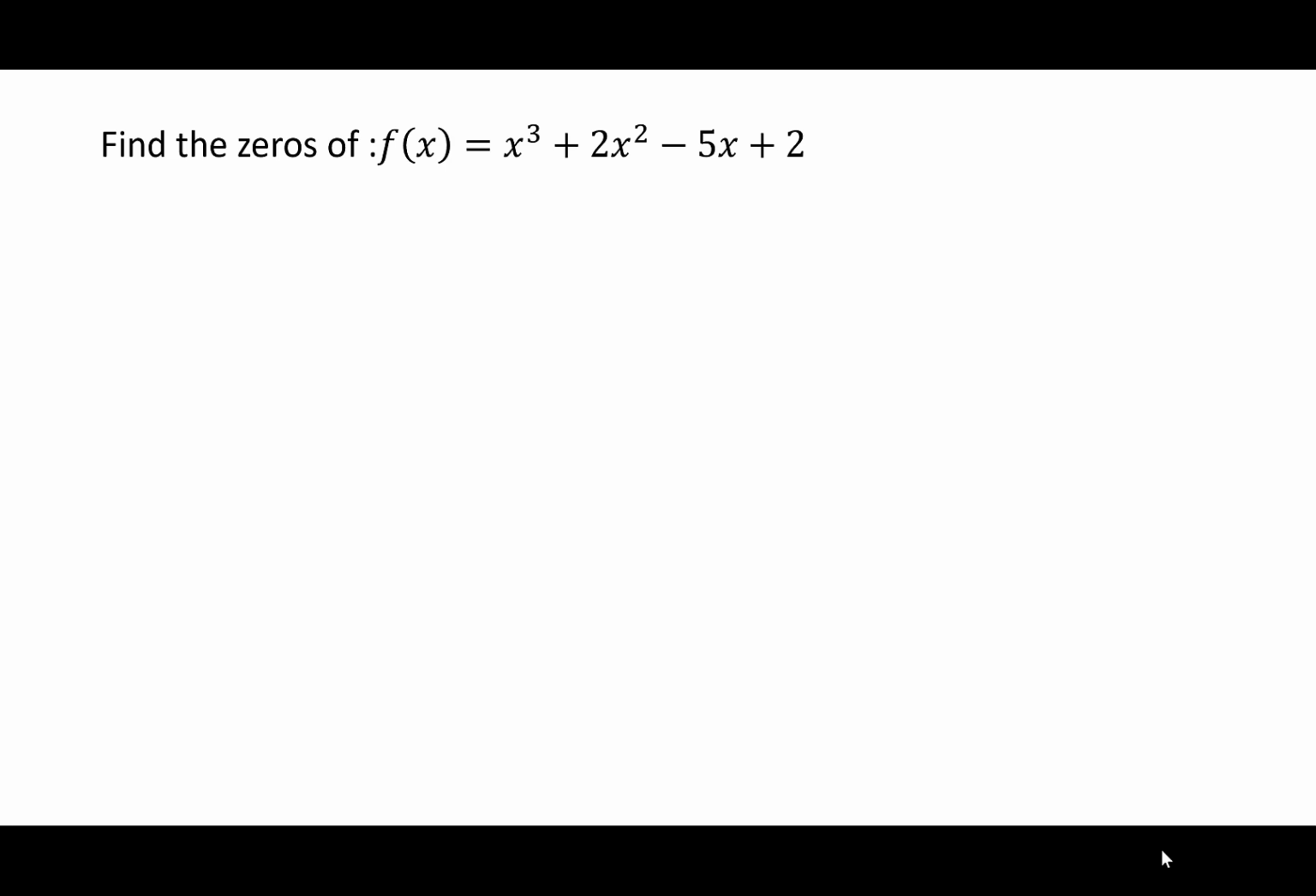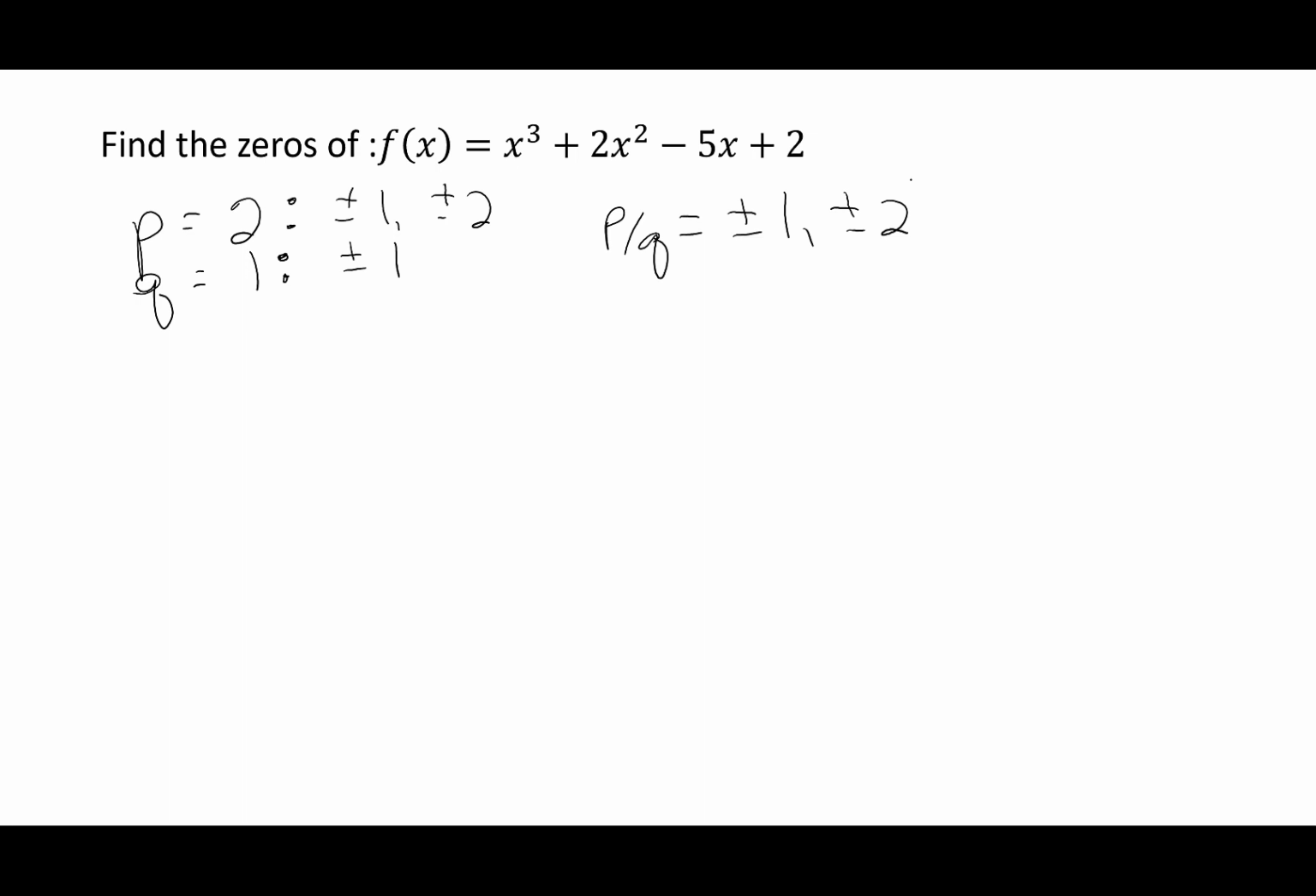So let's use all of that, put it together, and find the zeros of f of x equals x cubed plus 2x squared minus 5x plus 2. We're going to start with the rational root theorem, which says look at p. So p is equal to 2, and it has factors of plus or minus 1 and plus or minus 2. Q is our leading coefficient, which happens to be 1 this time, and it only has factors of plus or minus 1. When we put those together and form these ratios p over q, we just get plus or minus 1, plus or minus 2.